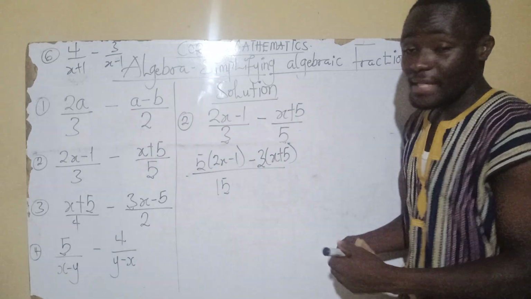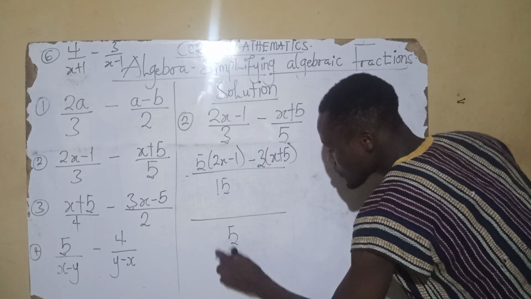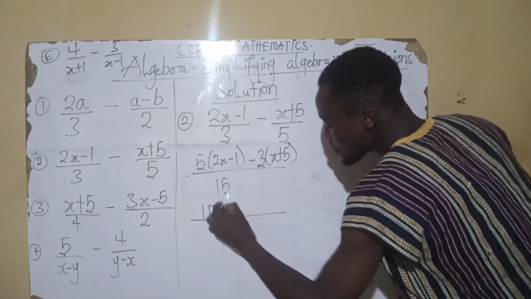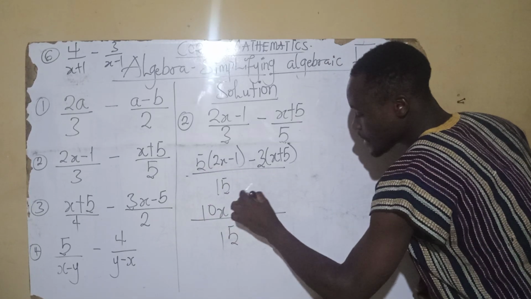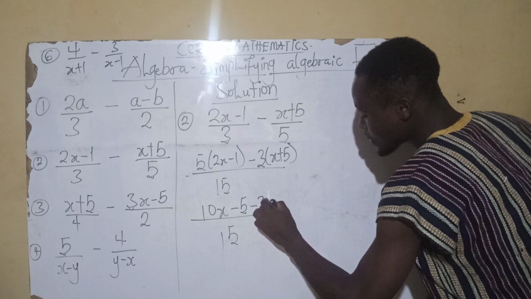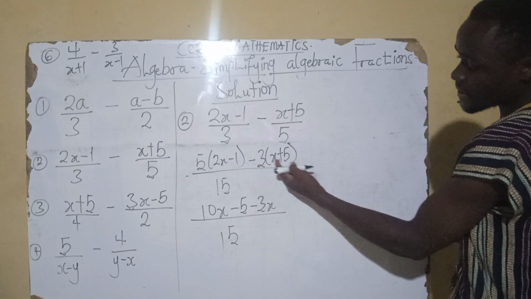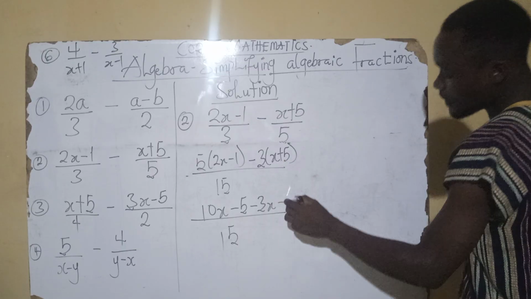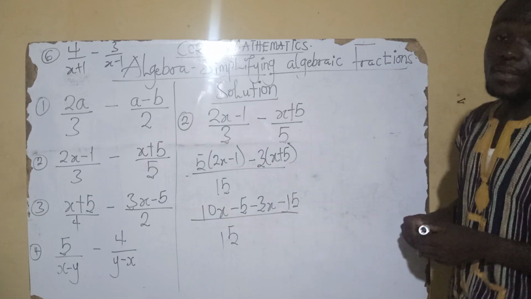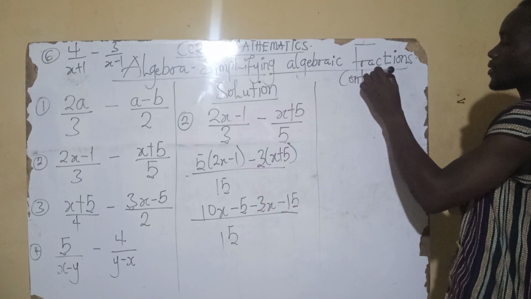So we continue by expanding, my fractional bar over 15. Then I will expand. So 5 times 2x, I'm getting what? 10x. And 5 by negative 1, I'm getting what? Negative 5. Yeah, negative 3 multiplying x, I'll get what? Negative 3x. Then negative 3 multiplying positive 5. Remember, if I have negative multiplying positive, I'll get negative. Then 3 times 5, I'm going to get what? 15. Are you following? Very good. So we continue here as our continuation.